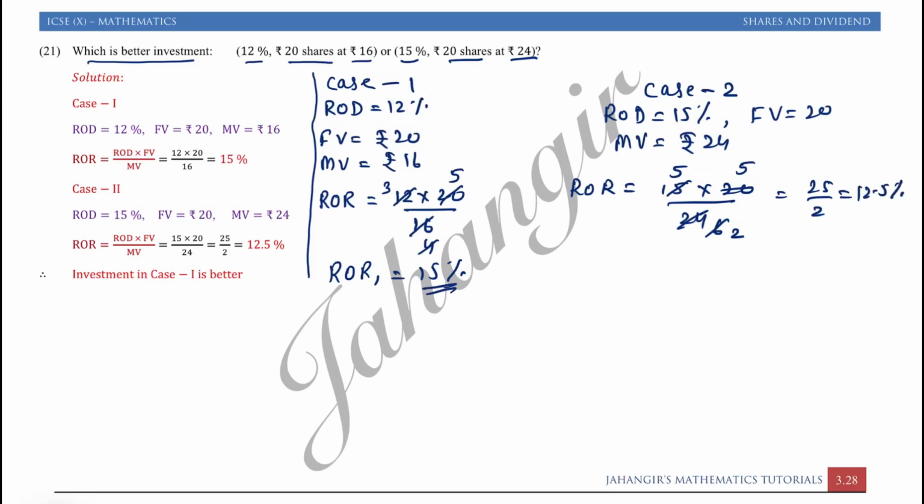So now comparing case 1 and case 2. Case 1 is 15%, case 2 is giving 12.5%. So therefore the investment in case 1 is better.